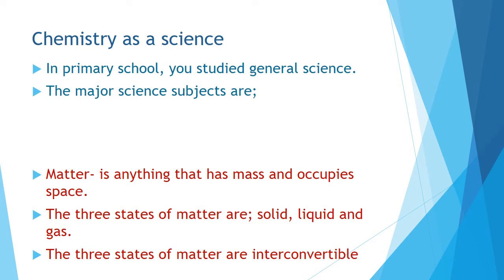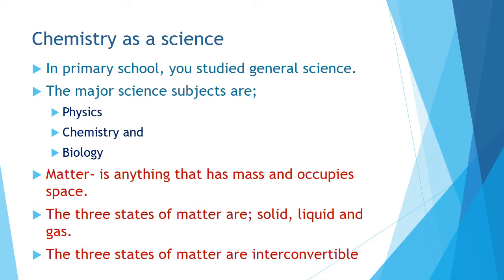And we are going to start with chemistry as a science. Remember, in primary school you studied general science. Science was not divided. But here in secondary school, we are going to divide science into three major subjects: physics, chemistry, and biology. Also, some part of mathematics will fall into science, but most of it will be applied.